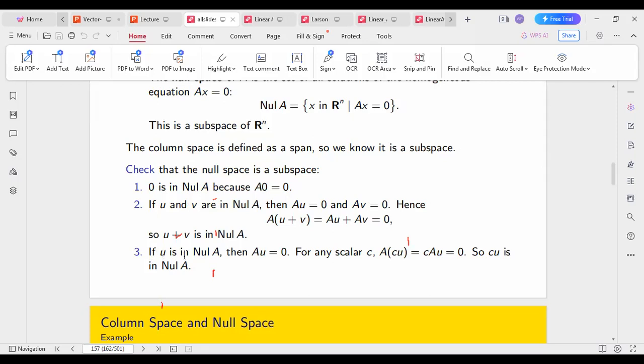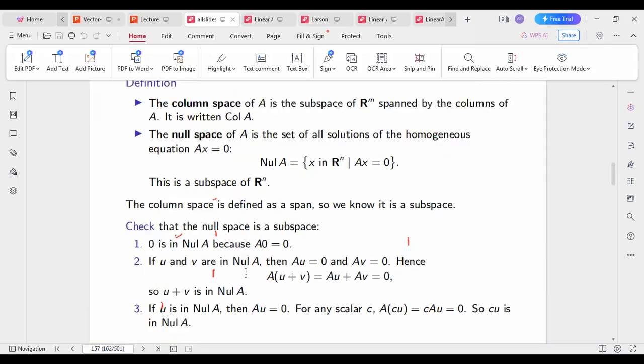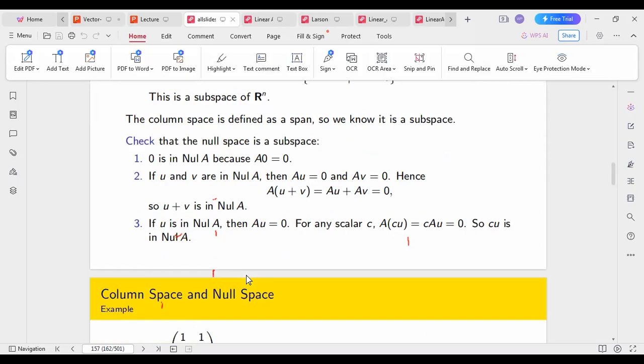Number 3, if u is in the null space of A, then A times cu equals 0 for any scalar c. That means cu is in the null space of A. So this set satisfies all the properties of a subspace. This is why every null space is a subspace.